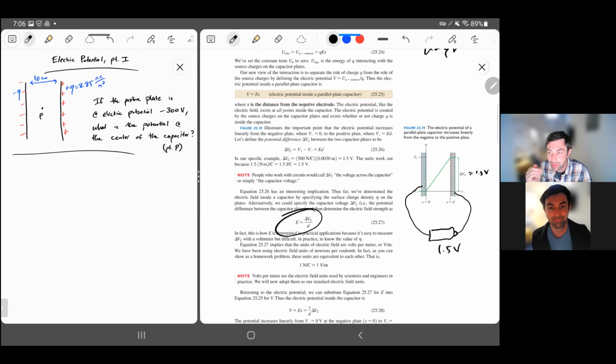So a lot of times the delta V we know first, and then we can use that to create an electric field. The way we've been building this up in class is that we start with the electric field, and then we can define delta V in terms of it. But practically speaking, the delta V is what we have access to. That's easiest.